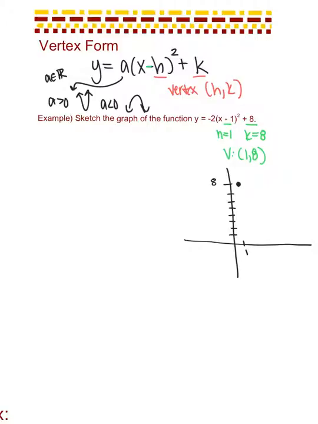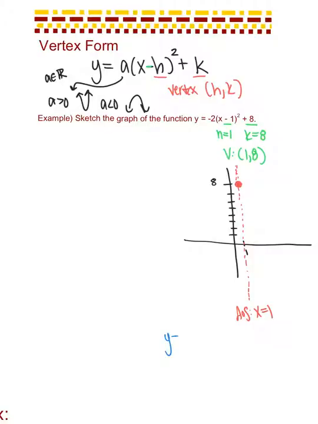Now if my vertex is at (1, 8), I also know that my axis of symmetry has to be at x equals 1 because this is my turning point. So my axis of symmetry is at x equals 1 because I know my vertex or my turning point has to lie right in the middle. And now I really just need one other point that's on the parabola, and then I can flip it over the axis of symmetry.